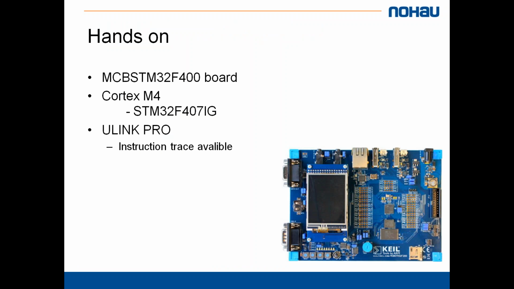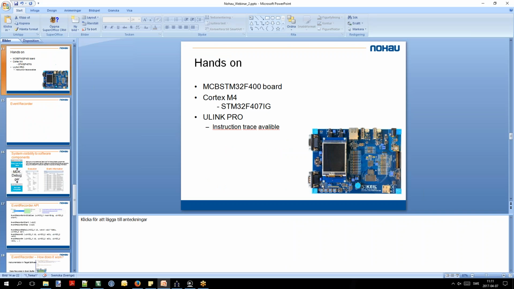You have to take this into consideration when you choose what debug probe you are going to use. So for the first hands-on with debug and trace, I'm using the same setup as I had yesterday. I have the MCB STM32F400 board from Keil, Cortex-M4 from ST, and I have a ULINKpro. I'm interfacing this so it has instruction trace available, and I have the Cortex-M ETM debug connector, so I can go level 1, level 2, and level 3. So let's show you this.